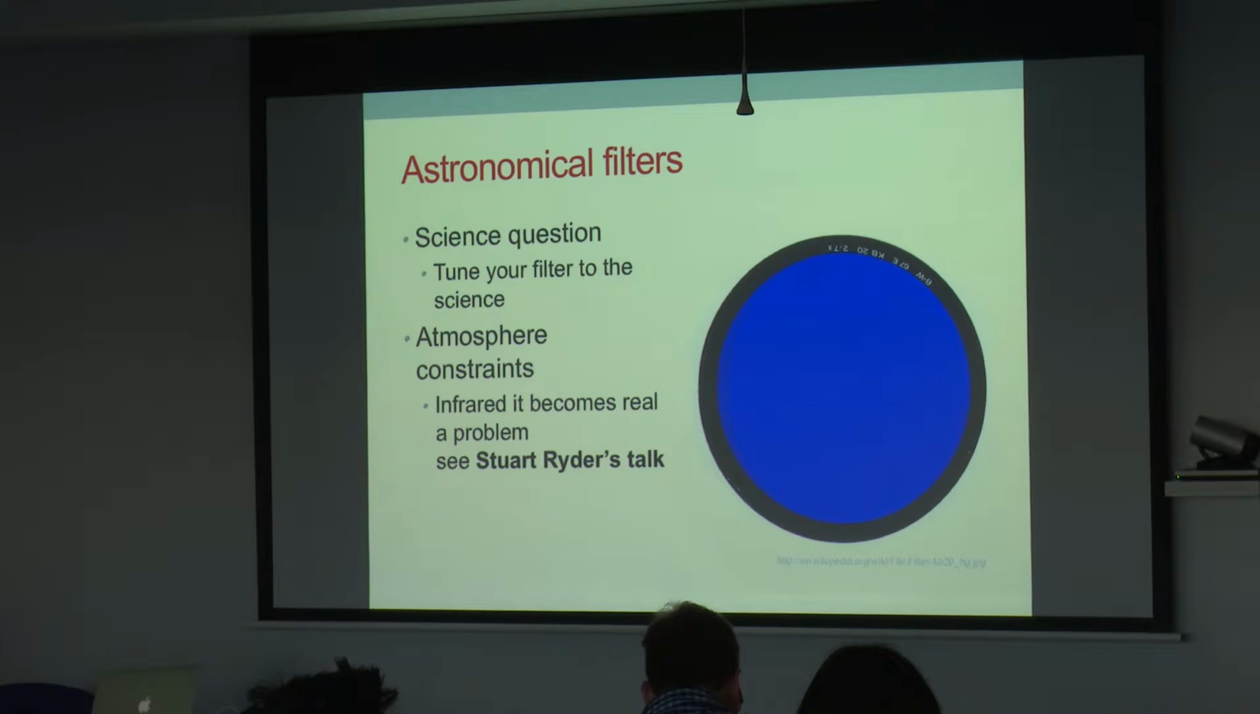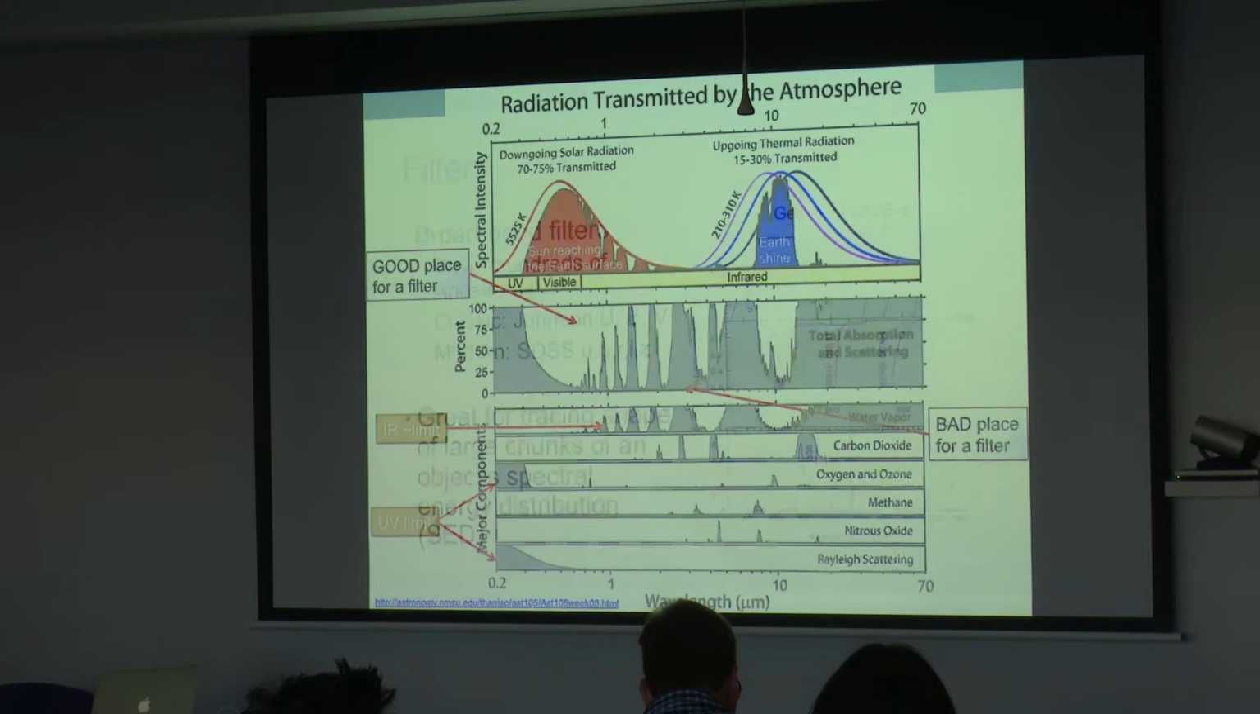But there are other issues, such as the background. So the background of the atmosphere is glowing at infrared wavelengths, and so it becomes more and more challenging to do observations at infrared wavelengths of light. So this is very much about the wavelength of choice.